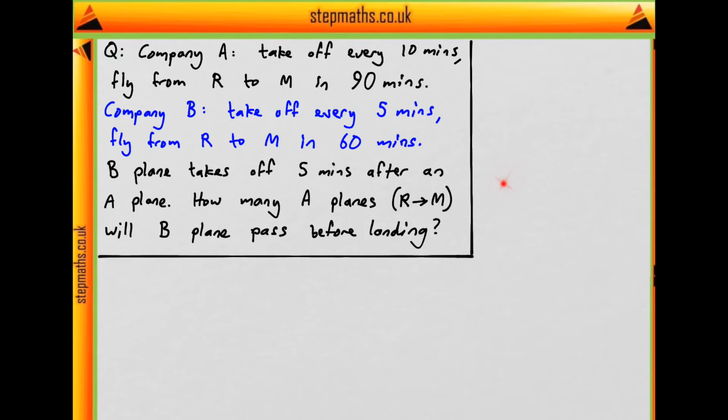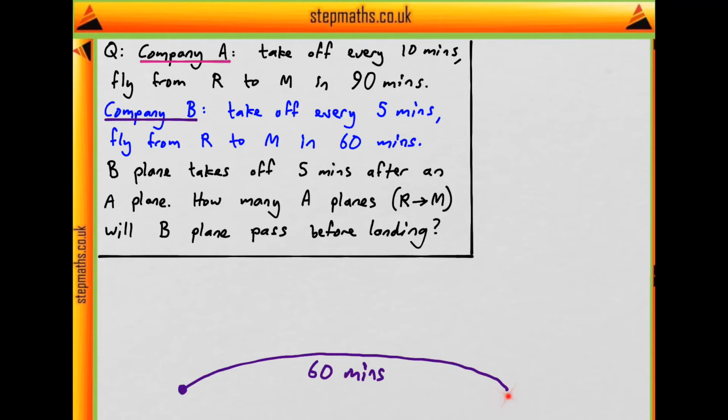So as always, with these sorts of questions, let's draw a sketch. I'll use this color code, so pink for A and purple for B. Now we know this pilot from company B has just taken off, and they will arrive in 60 minutes time at their destination. And so meanwhile, the company A planes are going every 10 minutes in the same journey, but this takes 90 minutes. So here we've got an A plane every 10 minutes, and the most recent one took off 5 minutes after our plane from company B. And so how do we work out how many of these planes are going to be passed by our plane from company B during its 60-minute journey?